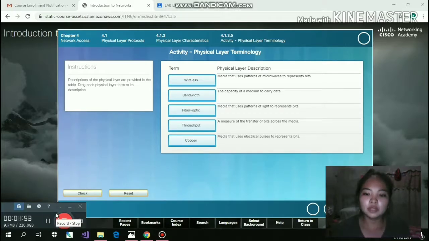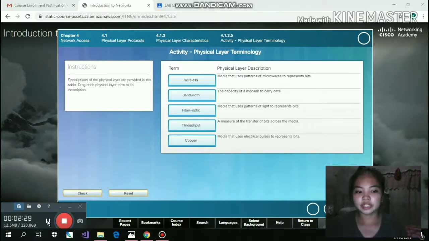Bandwidth. Bandwidth is the capacity of a medium to carry data. Digital bandwidth measures the amount of data that can flow from one place to another in a given amount of time. So, bandwidth is typically measured in kilobytes per second, megabytes per second, or gigabytes per second. The next one is the throughput. Throughput is the measure of the transfer of bits across the media over a given period of time. So that's all for this activity.